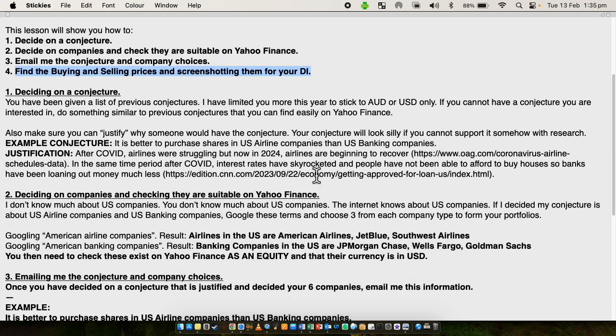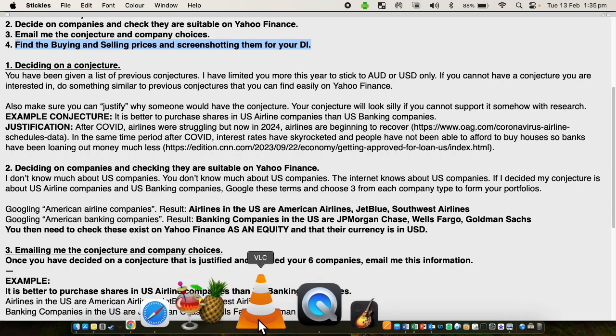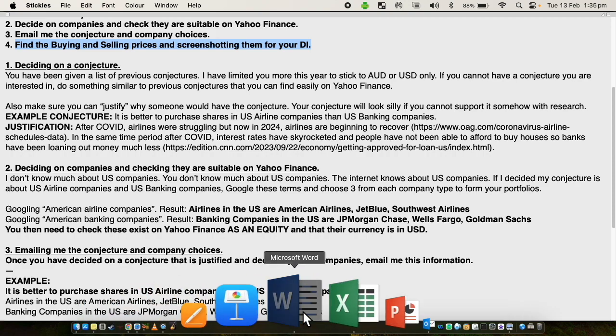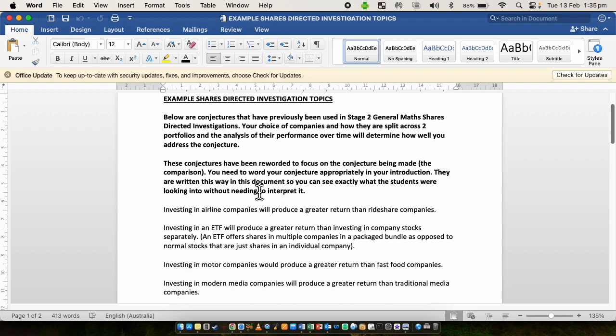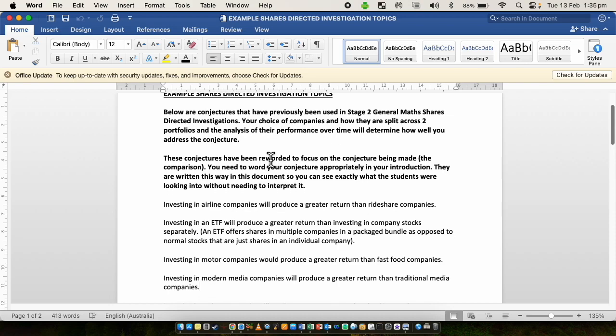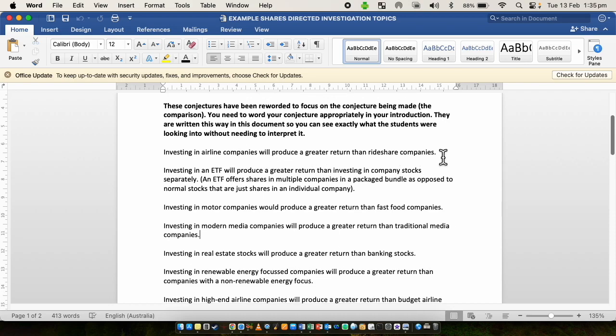So how do I decide a conjecture? I've put on the package online an example of some existing or previous shares DI topics. Here's some conjectures before. Investing in airline companies will produce a greater return than rideshare companies. So if my conjecture was that, what would 3 of my companies be? Rideshare. And what would the other 3 companies be? Airline. Yeah, you don't need to be a year 12 to decide that, okay?